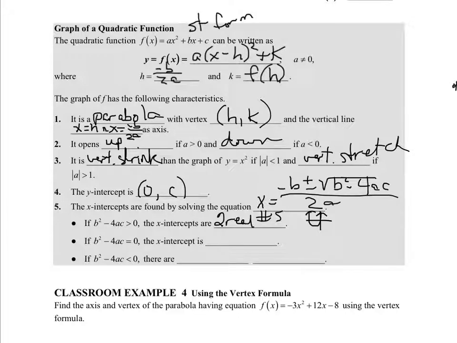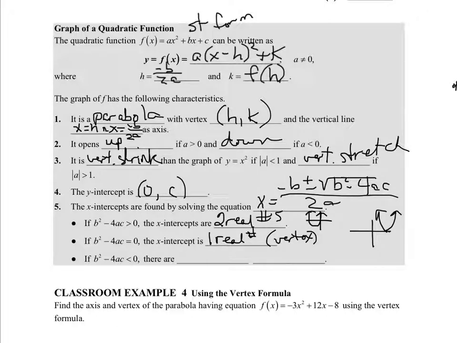That's what happens. Now, if the b squared minus 4ac equals 0, the x-intercept is only 1 real number, and that's because it is the vertex. That would mean if I were looking at the graph, somewhere on the x-axis is where the vertex occurs, and that's the only place that the parabola will touch the x-axis.